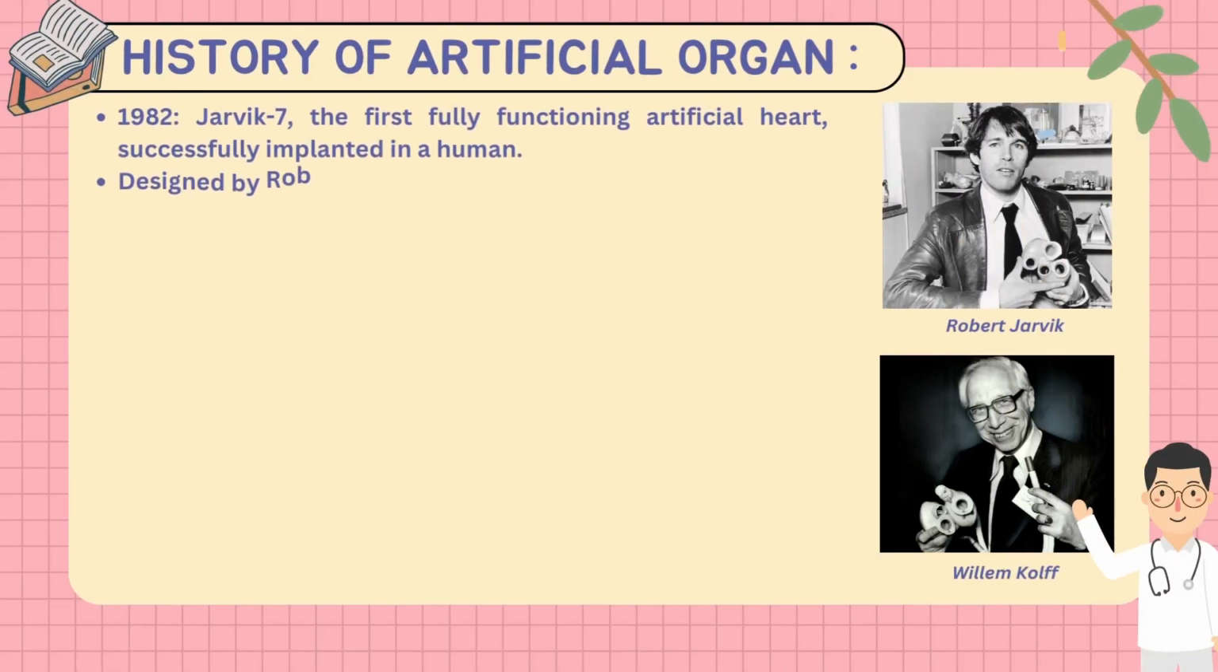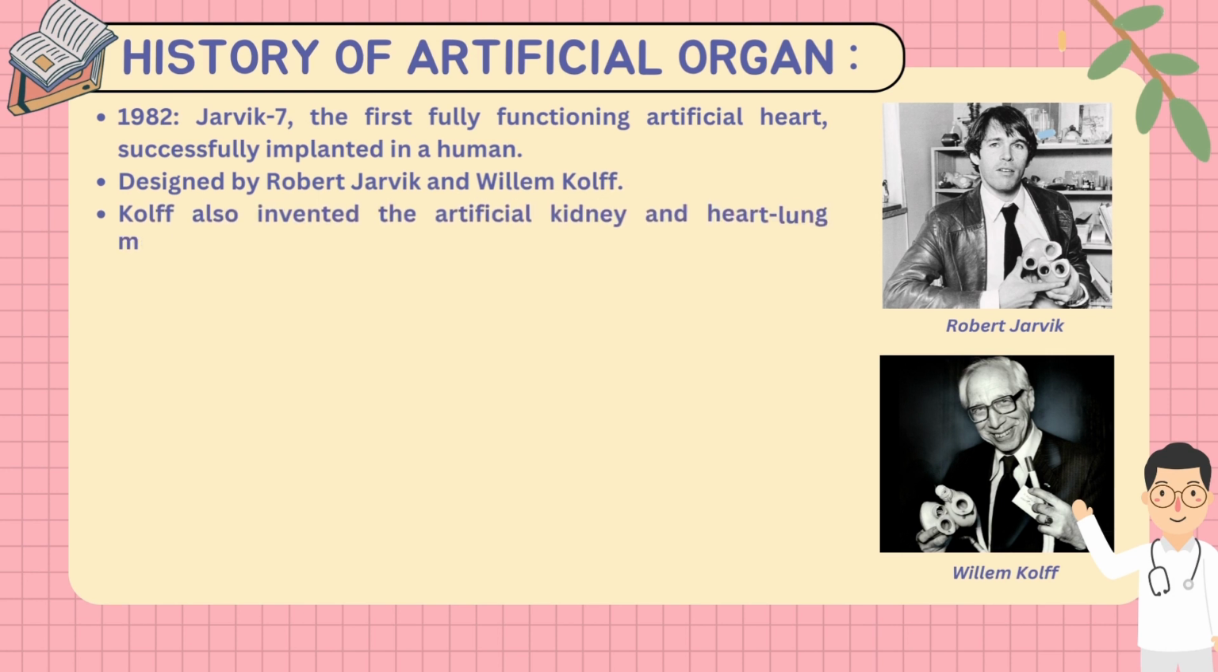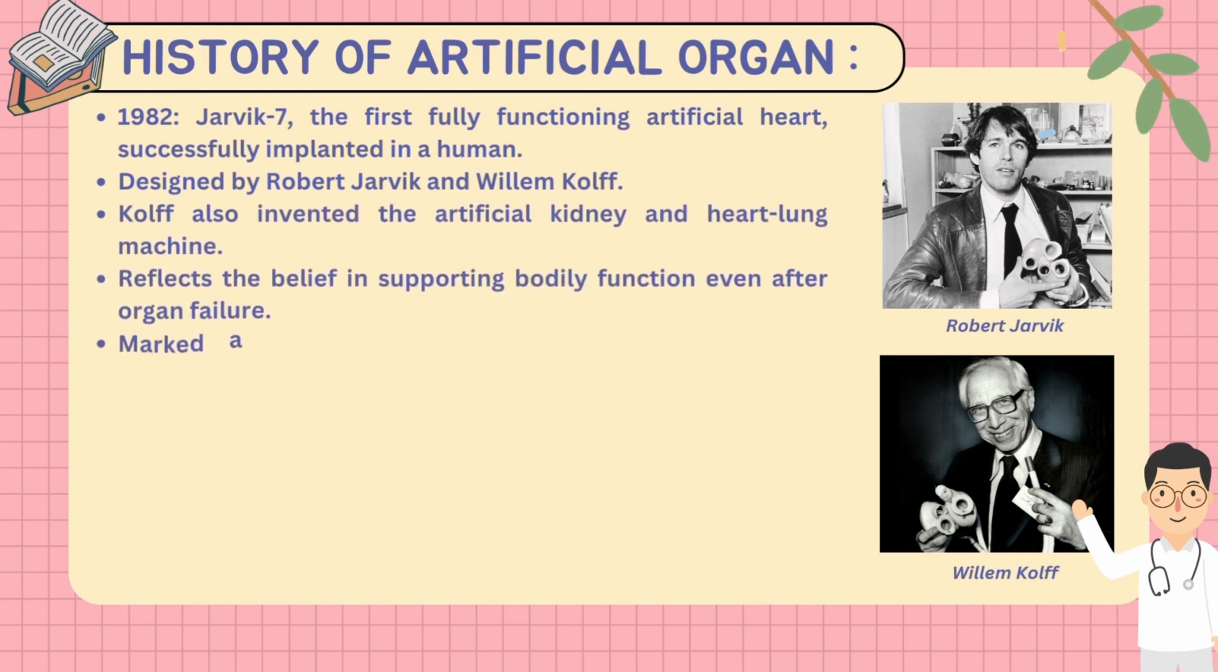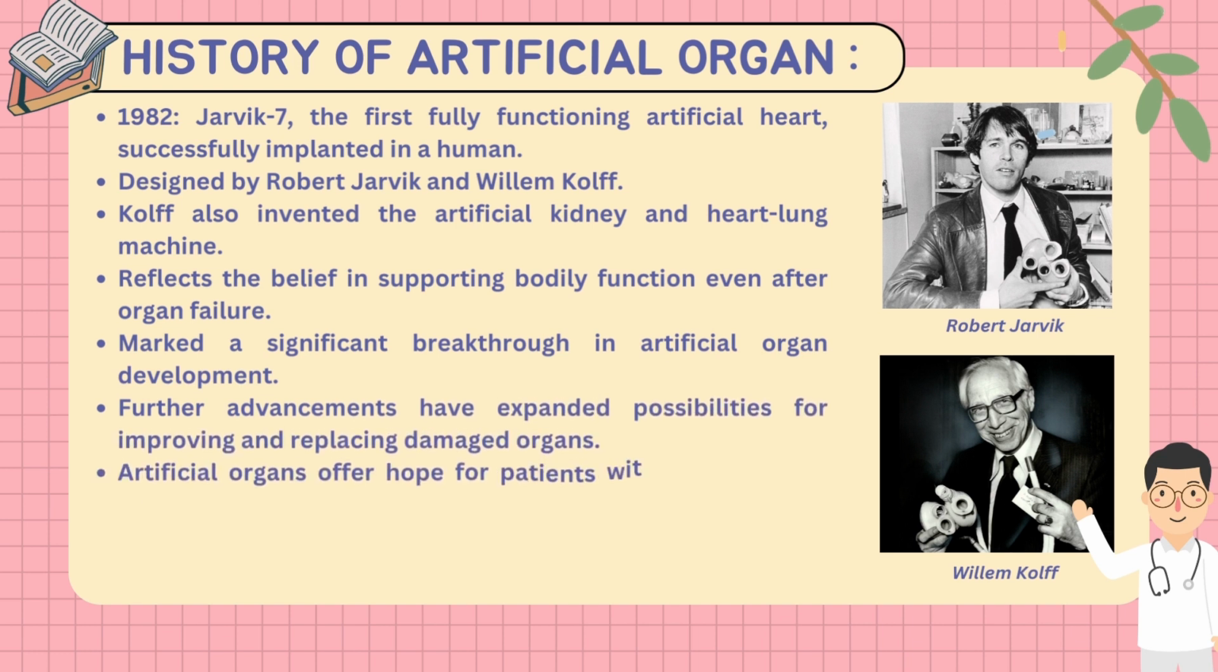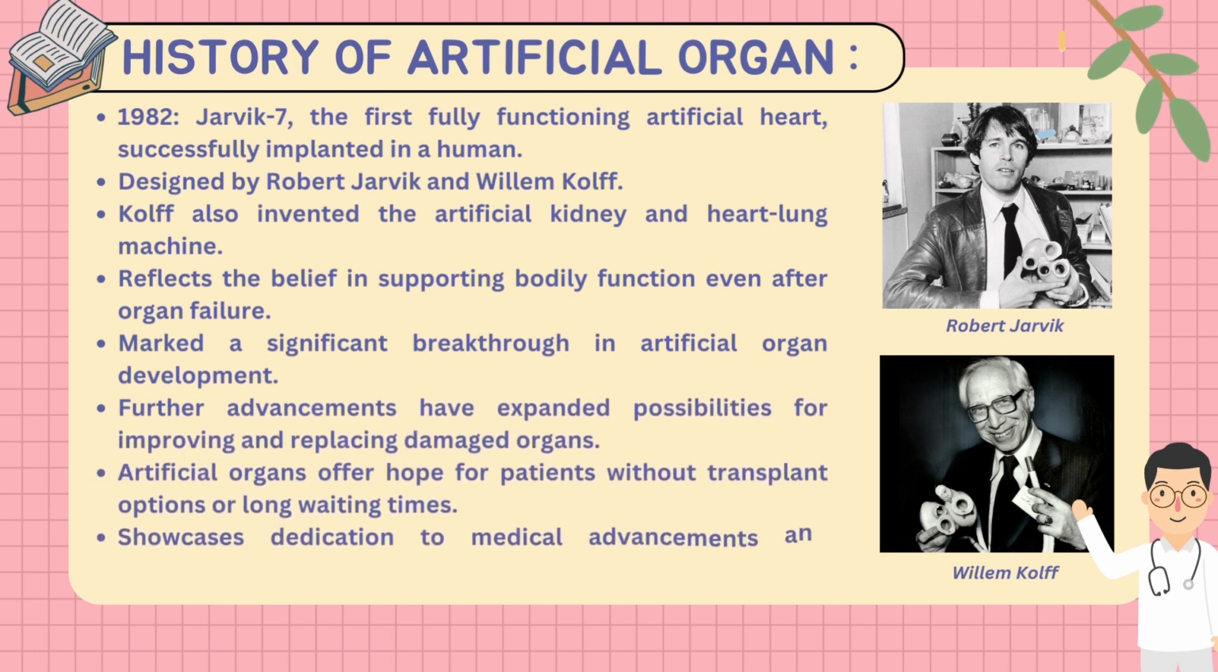After looking at a few simple examples, let's talk a bit about the history of artificial organs. The first real breakthrough in artificial organ designing came in 1982 with Jarvik-7, the first fully functioning artificial heart to be successfully implanted in a human. The medical researcher Robert Jarvik and inventor Willem Kolff are credited with the design of Jarvik-7.